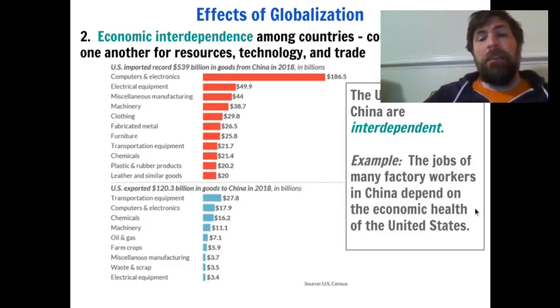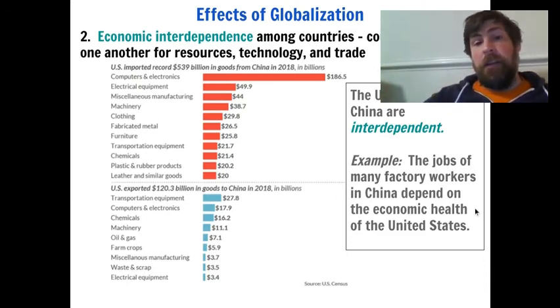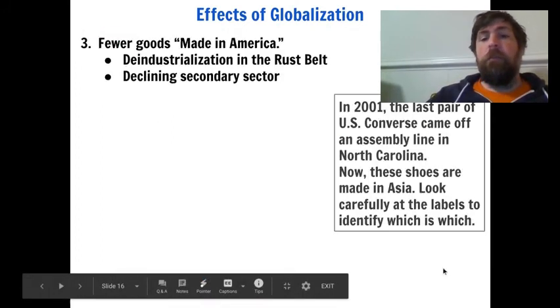They're interdependent. They rely on each other because the United States has a lot of companies that have work done in China. We need factory workers in China in order for our companies to be successful. China is dependent on the economic health of the United States. They export billions of dollars worth of goods to the United States. If the United States is not doing so well and we're not able to buy things the way we want to, then we're buying less Chinese goods and China's economy suffers. So, what's good for one of us is good for both of us.